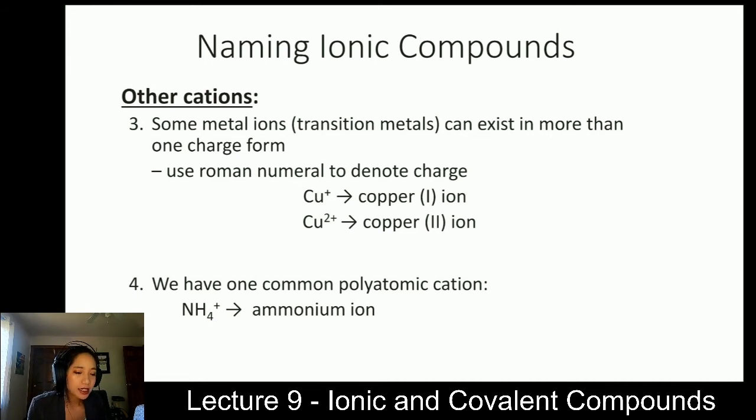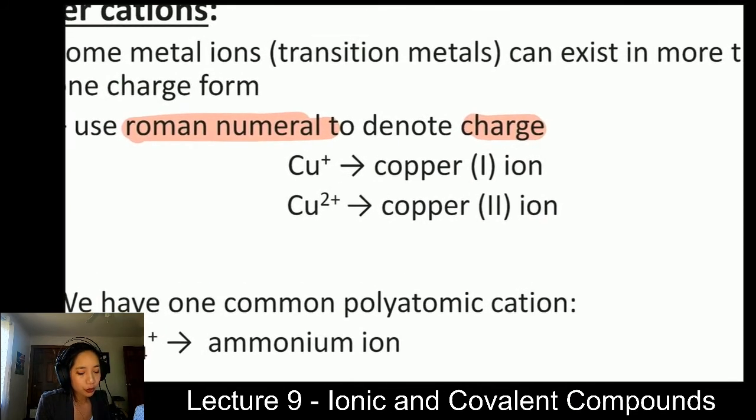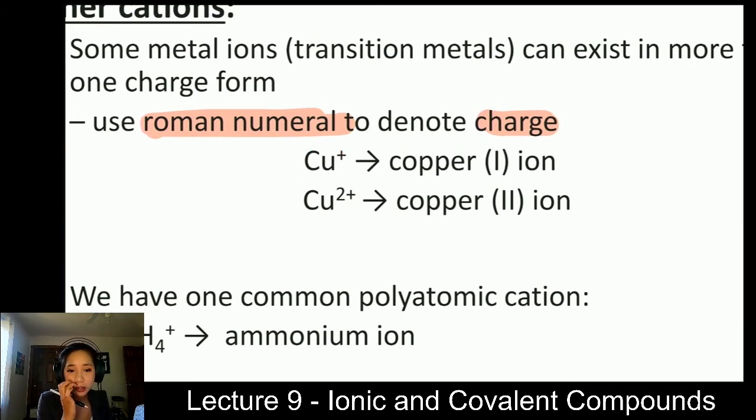And so since it's not easy to predict the charges on transition metals, we typically have to denote the charge of that particular atom in that compound. And we do this, we denote the charge or tell the reader what the charge is, using a Roman numeral. So for example, if we have a copper transition metal cation, it can exist as a +1 or a +2 charge. So when talking about the ions that form from the neutral compound once it loses electrons, we can call copper that lost only one electron a copper Roman numeral 1 in parentheses ion.